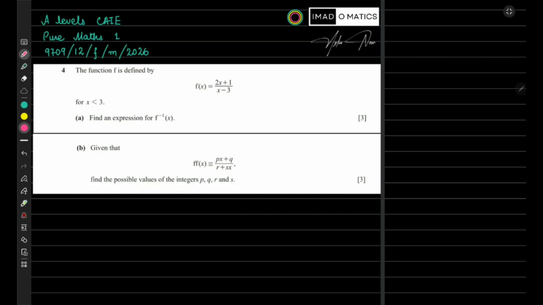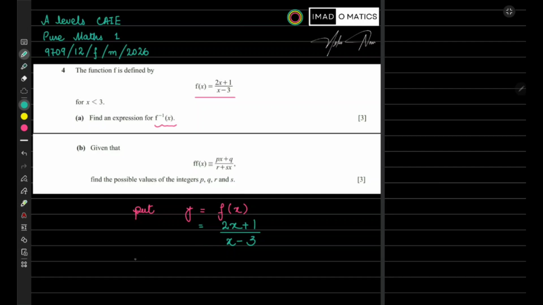Question 4 says the function is defined by f of x equals 2x plus 1 over x minus 3, for x less than 3. Find an expression for f inverse of x. Okay, so whenever we need to find f inverse, we put this function equals to y first, and then after this we make x the subject.